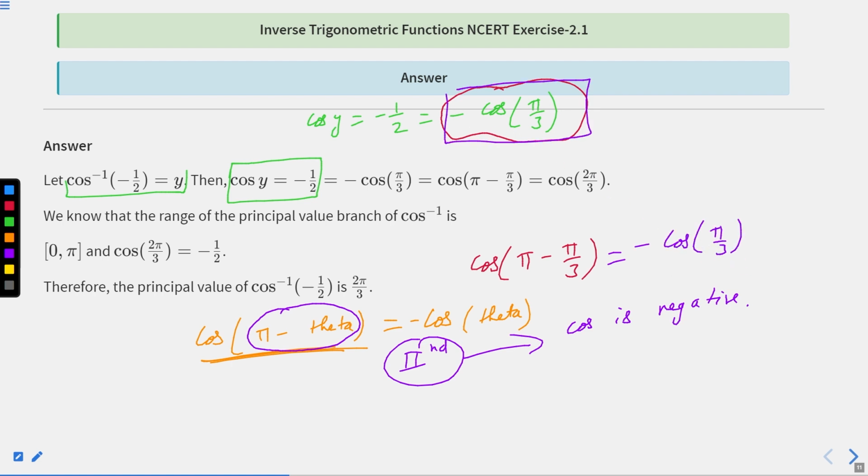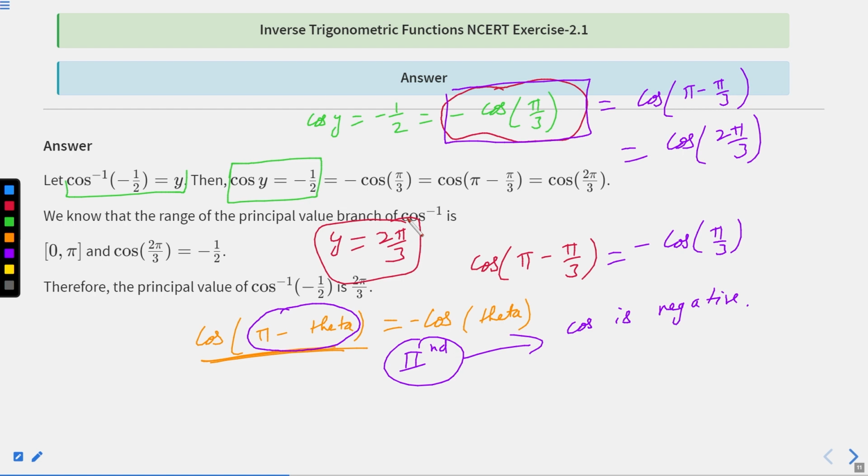So we can say that it equals cos pi minus pi by 3, which I can rewrite as 2 pi by 3. From this I can say that y equals 2 pi by 3. Now verify that it belongs to the closed interval 0 to pi. Yes, indeed. Therefore the principal value of cos inverse minus 1 by 2 is 2 pi by 3.